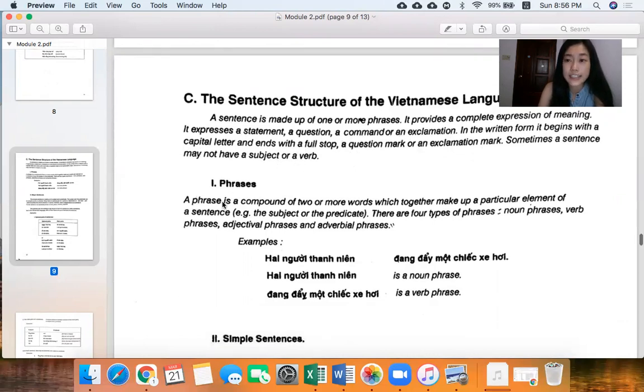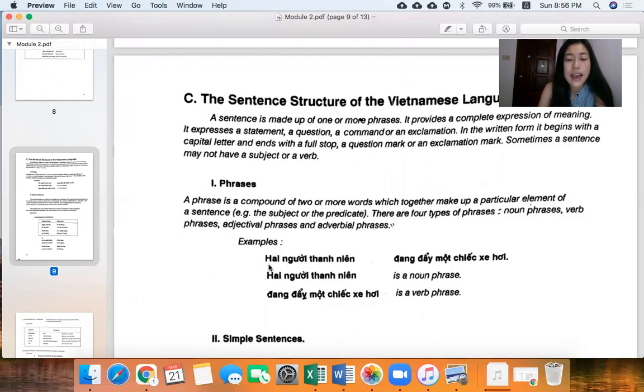1. Phrases. A phrase is a compound of two or more words which together make up a particular element of a sentence. For example, the subject or the predicate. There are four types of phrases: noun phrases, verb phrases, adjectival phrases, and adverbial phrases.